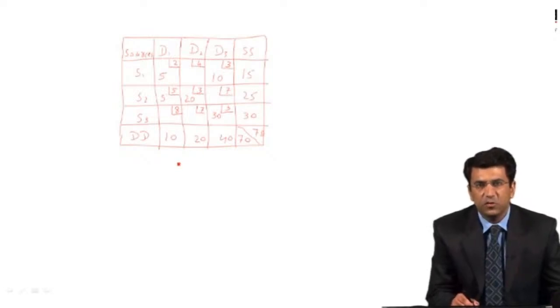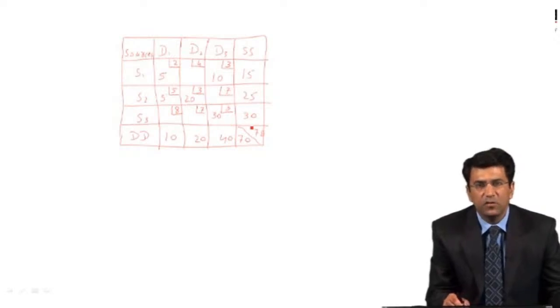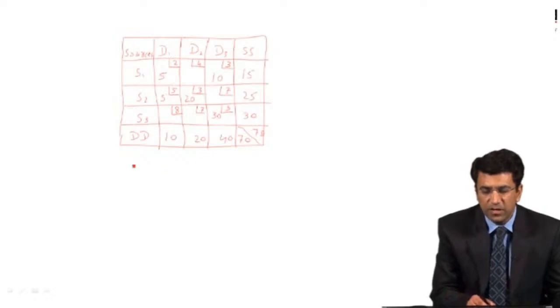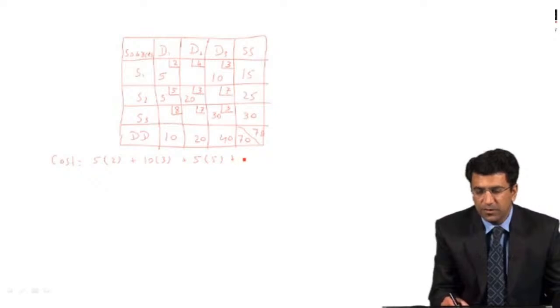Again, let's check the total of rows and columns. This is 10, this is 20, this is 40, 5 plus 10 15, 5 plus 20 25, 30. So row total and the column total are equal, so it means we are not making any mistake. So again, for this particular table, we'll have to calculate the total cost. What will be the total cost? That is 5 multiplied by 2 plus 10 multiplied by 3 plus 5 multiplied by 5 plus 20 multiplied by 3 plus 30 multiplied by 3.